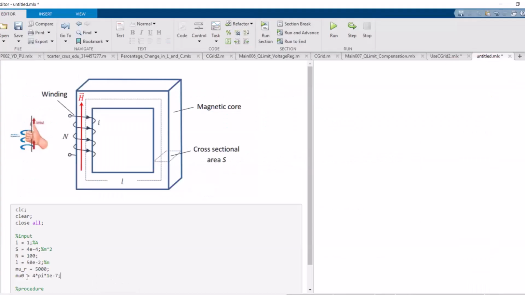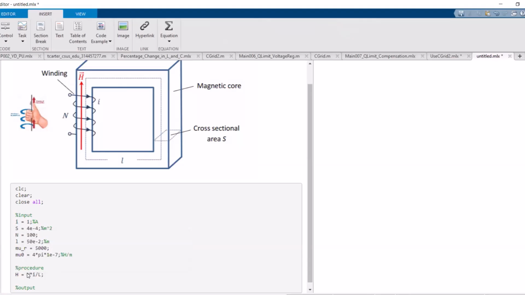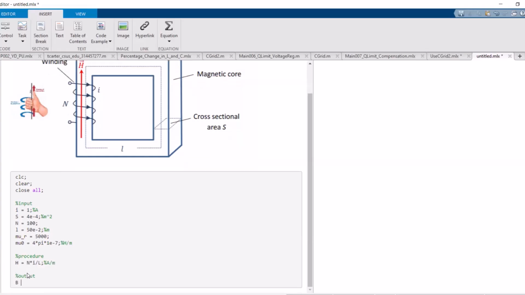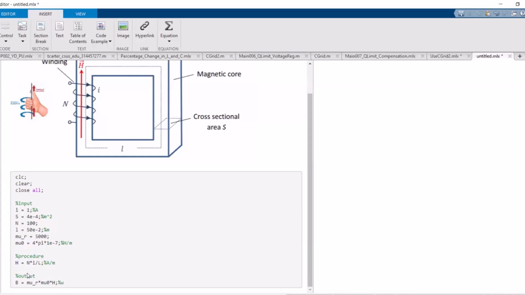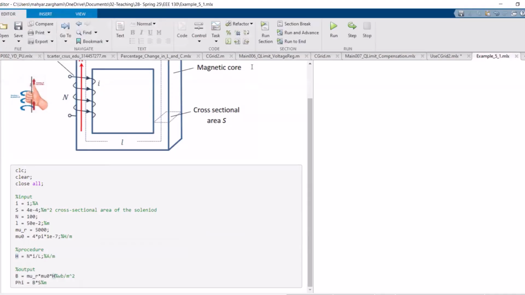That is in henries per meter. This is basically what we have in here. You can find H equal to N times I over L, and that will be given to you in the SI unit. What is the SI unit of H? Amperes per meter. Your outputs would be the B, which is mu, where mu becomes mu R times mu 0, times H, which will come as Weber over meters squared, and your phi would be equal to B times S. So let's see what would be output L.